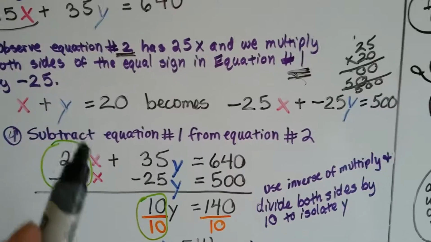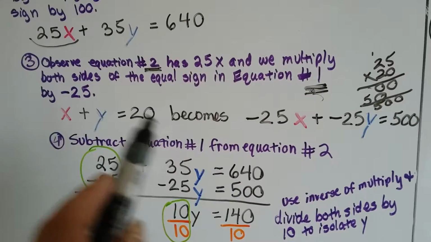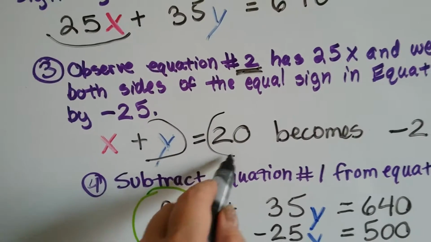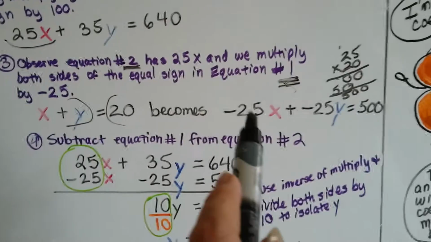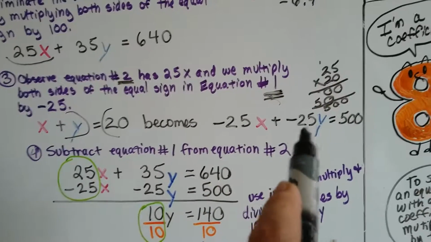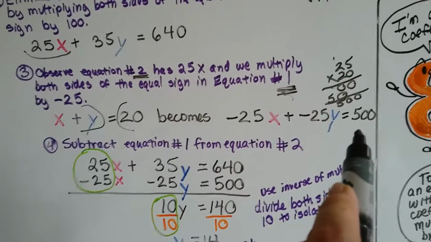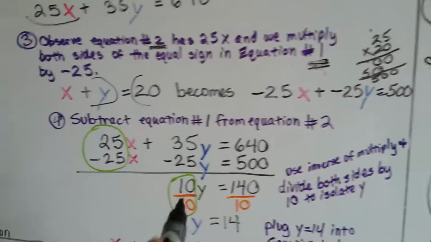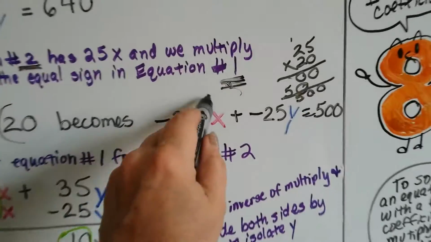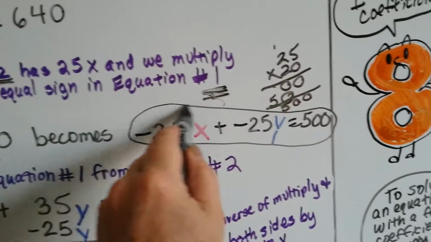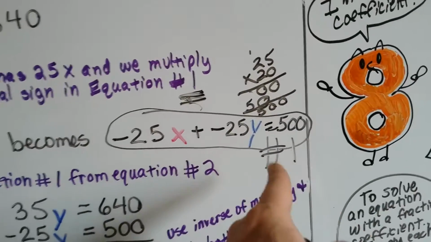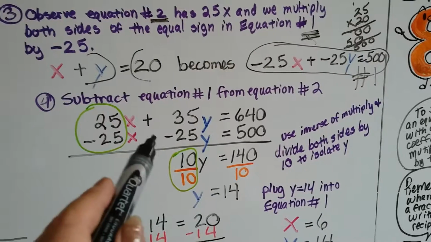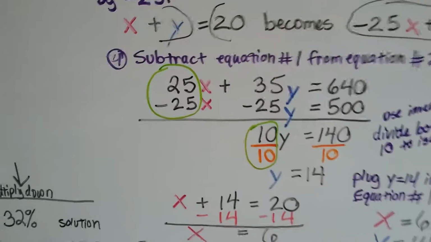All right, so we multiply both sides of this equation by the negative 25. We multiply this side and we multiply this side by the negative 25, and it becomes negative 25x plus a negative 25y equals 500. Okay? Actually, it's a negative 500. Okay? So, now this is our new equation 1. That's our new equation 1. Okay? And we're going to subtract equation 1 from equation 2. And we do.